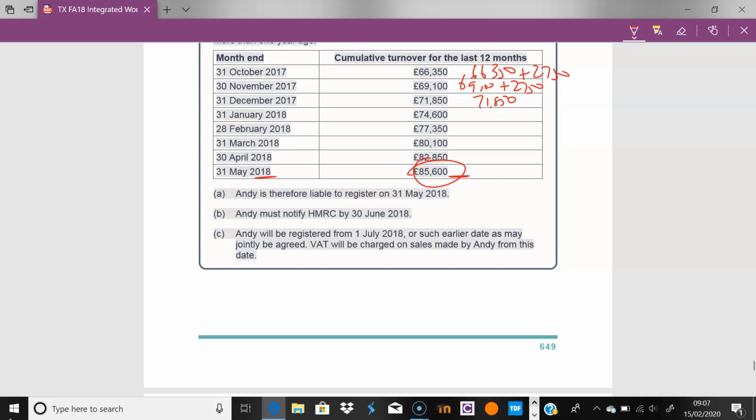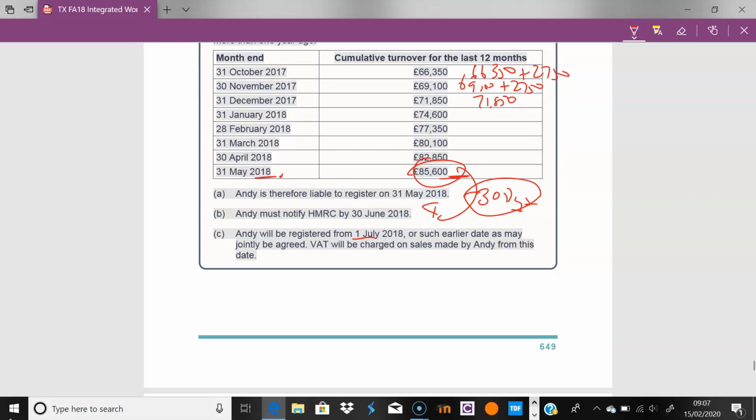In terms of notification, you have exactly 30 days from there. So you must let HMRC know by the 30th of June, and you will register from the first day of the second month following liability, however you want to language it. But the key point is: get your liable day, go 30 days in front, and then register on the first day. And that's it for that.